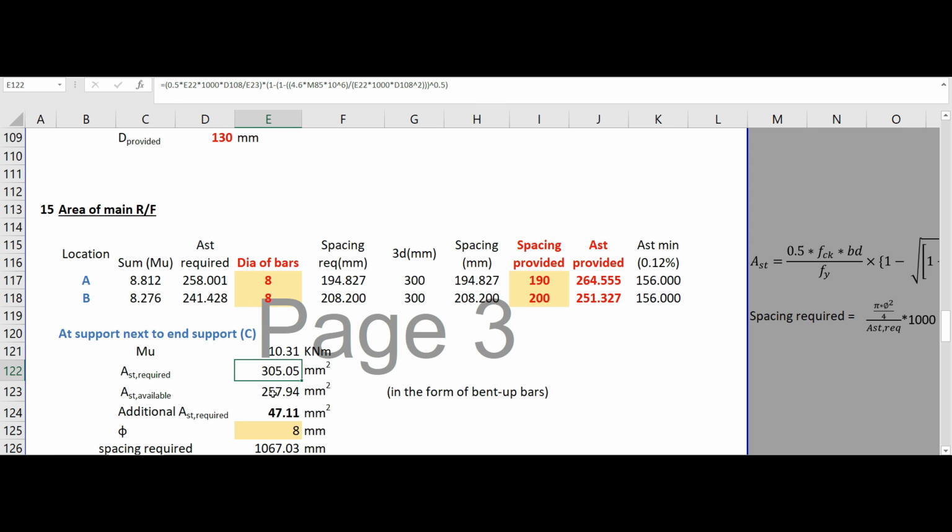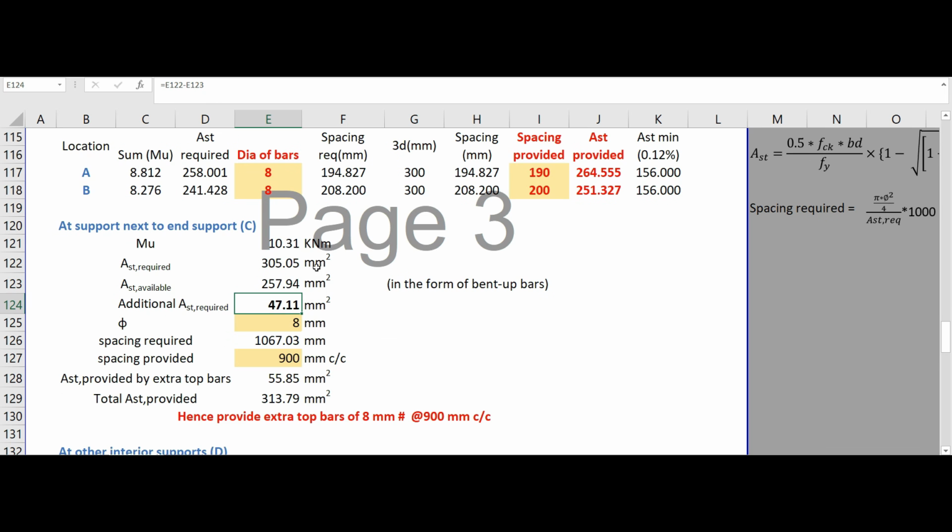So here we need to have an additional area of 305.04 minus 257.94. So we need an additional area of 47.11 mm square. So here I have assumed 8 mm dia and provided the spacing of 900 mm center to center. So here we will provide extra top bars to resist the additional area.